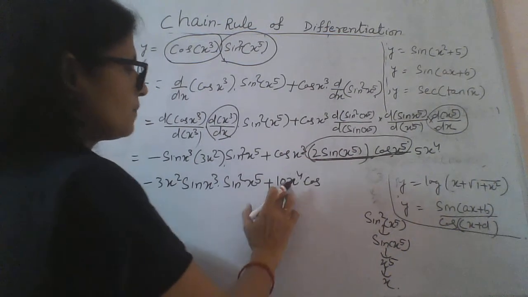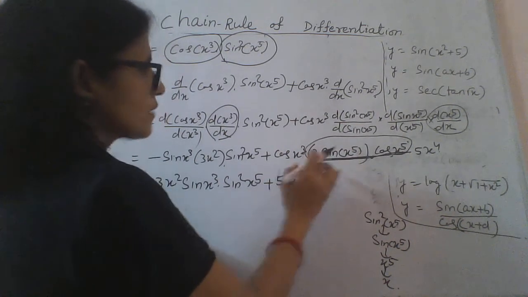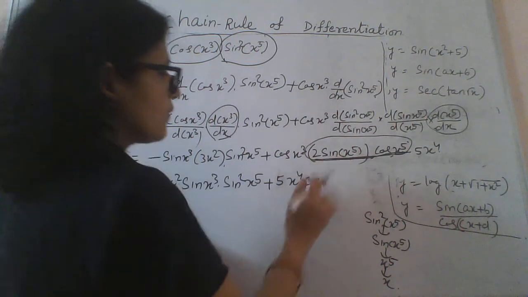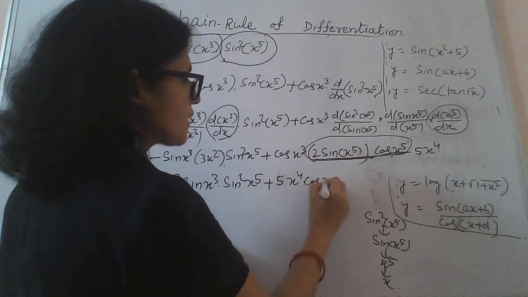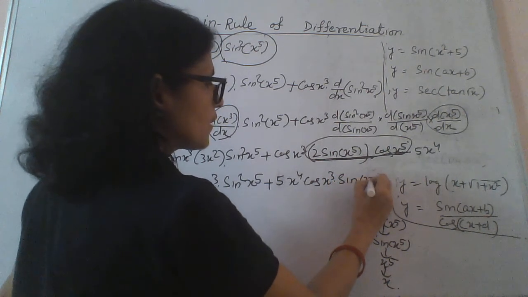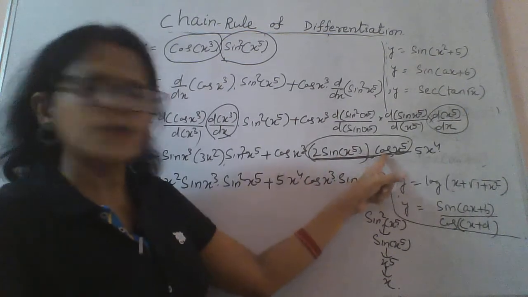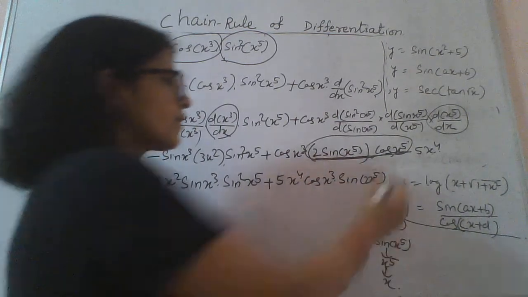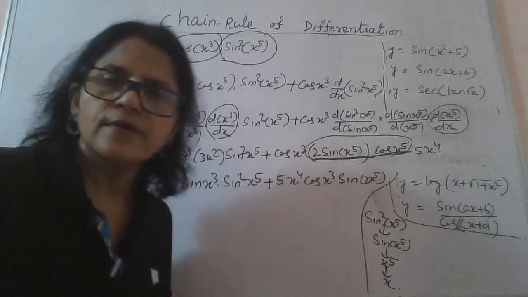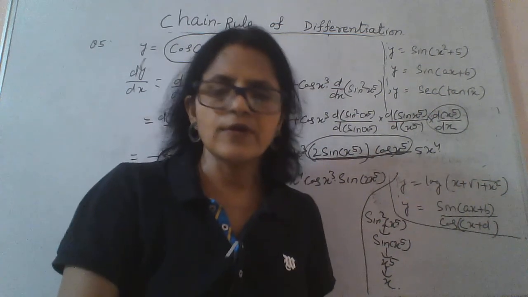So then we keep 5 as 5, 5x to the power 4. Now here it is cos x cube, and this becomes sin 2x to the power 5. Okay, 2 sin a into cos a is your sin 2a. So this is the answer basically. One more last question we will do, and then we'll wind up the class.